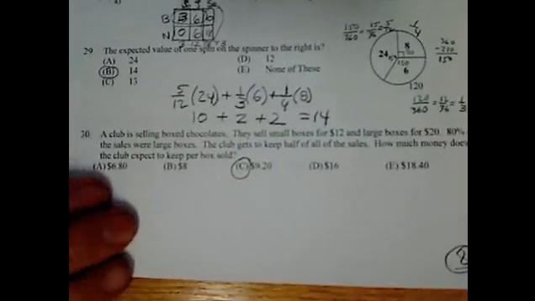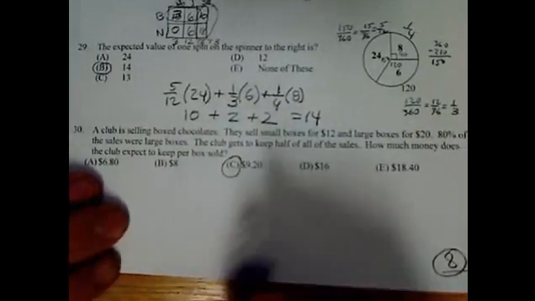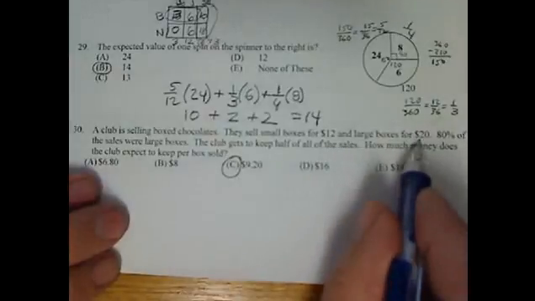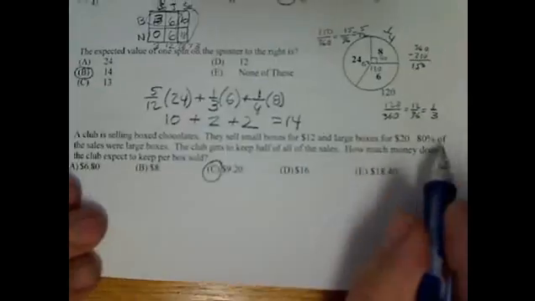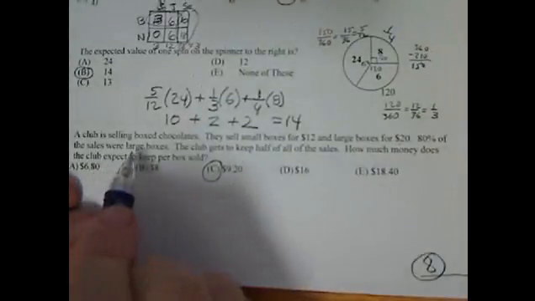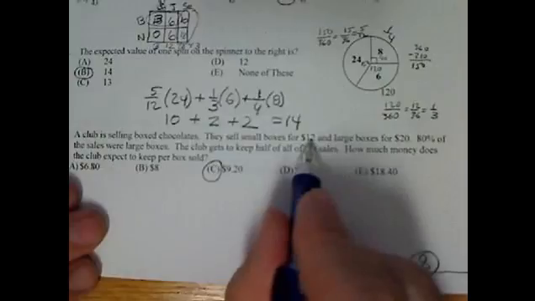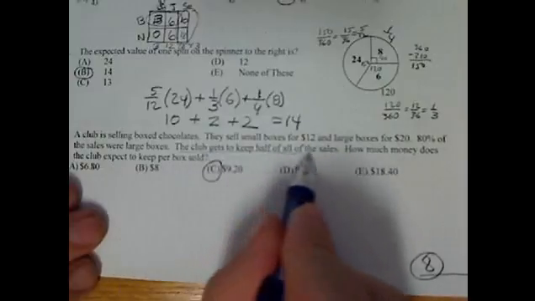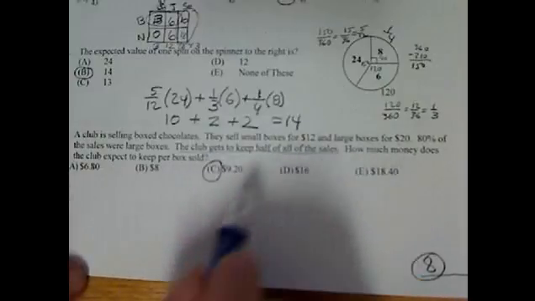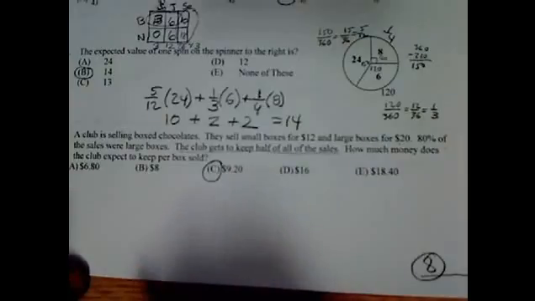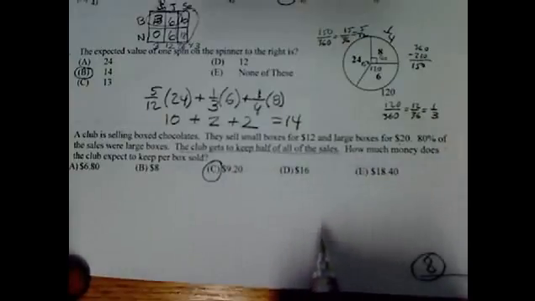Okay, then we have a club selling box chocolates. Small boxes go for $12. Large boxes go for $20. 80% of the sales were large boxes. So that means 80% were large. They get to keep half of all their sales. I want to know how much money they should expect to make per box.